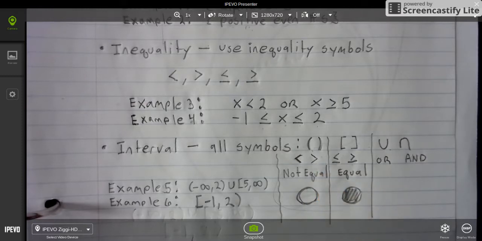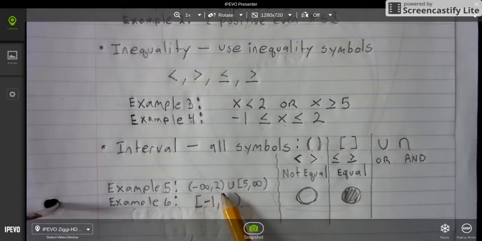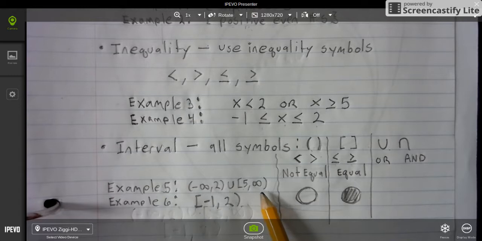All right, so examples of that are negative infinity to 2 or 5 to infinity. And example 6 would be bracket negative 1 comma 2 parentheses. Now I didn't say parentheses here, but I can restate that. That's parentheses negative infinity comma 2 parentheses, or bracket 5 comma infinity parentheses.